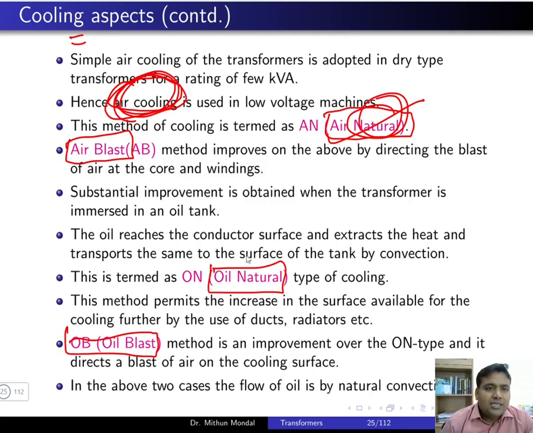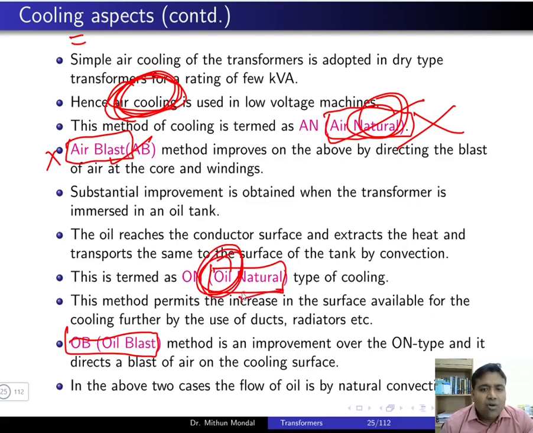If you are blasting the air from an external source, then it is known as air blast cooling. However, these cooling methods, air natural and air blast, will not work if the transformer is very big. In that case, irrespective of the transformer oil, you have to circulate the oil through the winding to cool the transformer. That is for a big transformer.